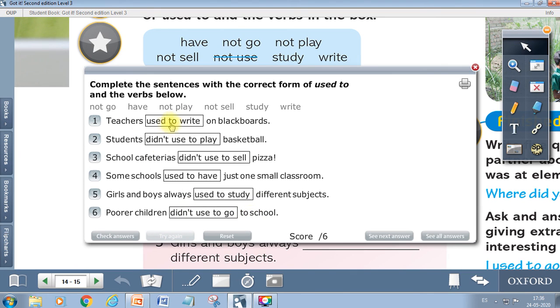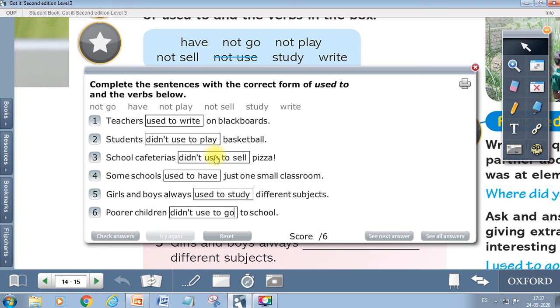Let's remember that used to represents the Spanish word solía. Por ejemplo, los profesores solían escribir en pizarras negras o en las pizarras de tiza. Or number 2, students didn't used to play basketball. Los estudiantes no solían jugar basketball.